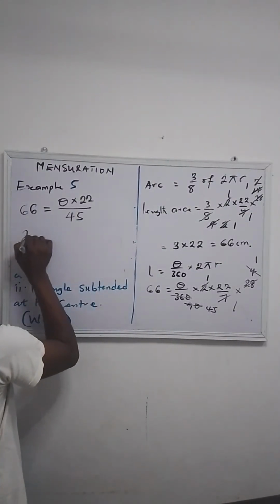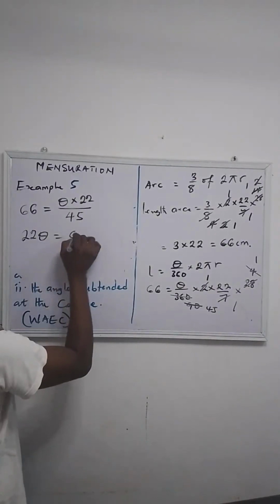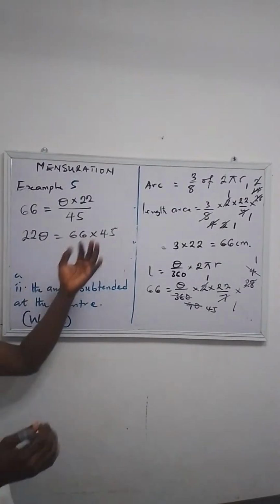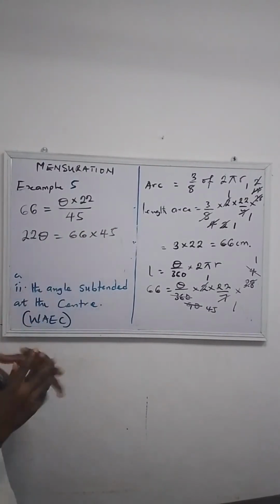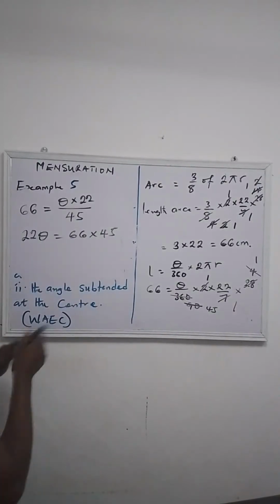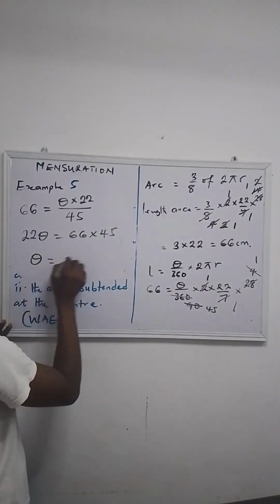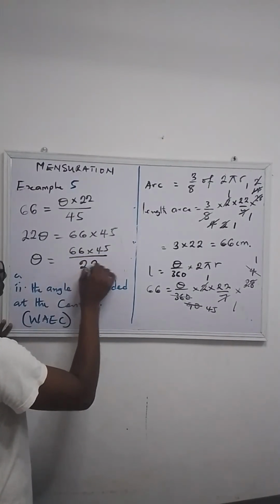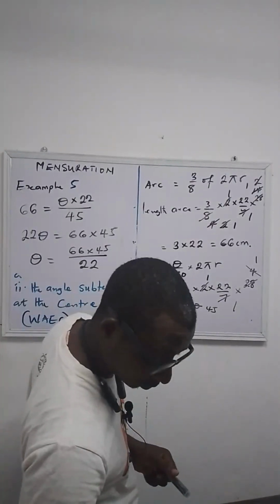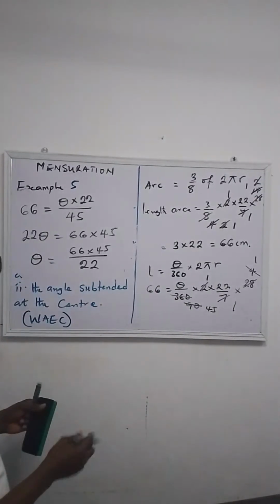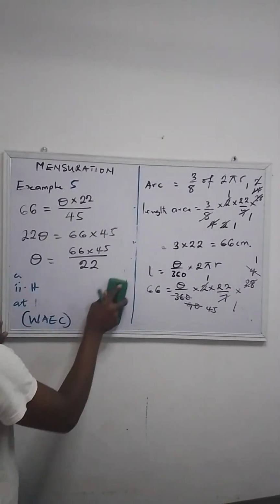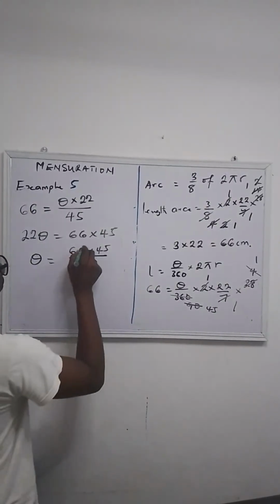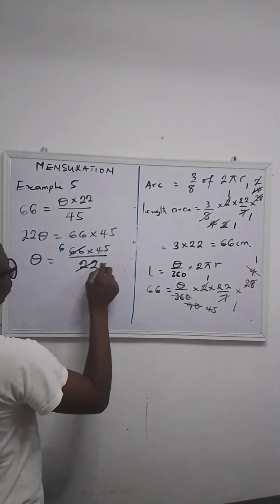So we have 22 theta equals 66 times 45. Don't be in a hurry to multiply this to have one big number. You don't need to do that, just leave it that way. So here we have theta equals 66 times 45 over 22. As you can see now, 11 can go in 66 and it can also go in 22. So 11 goes here is 6, 11 goes here is 2.